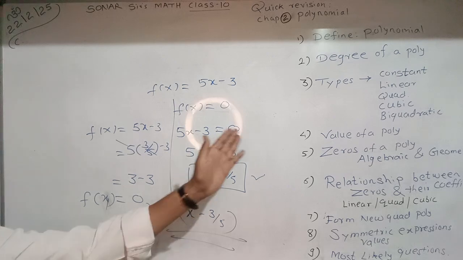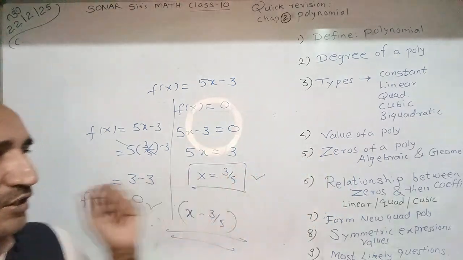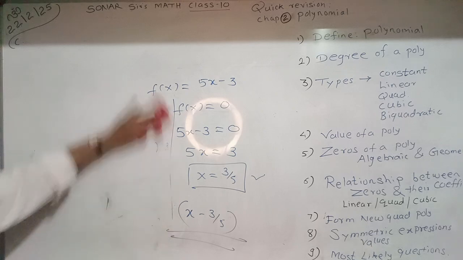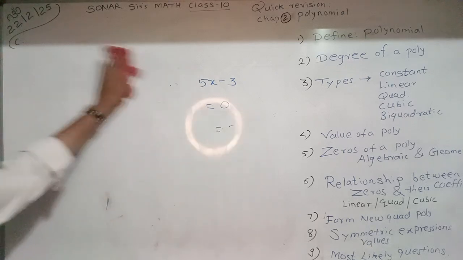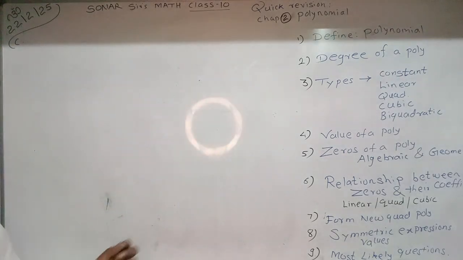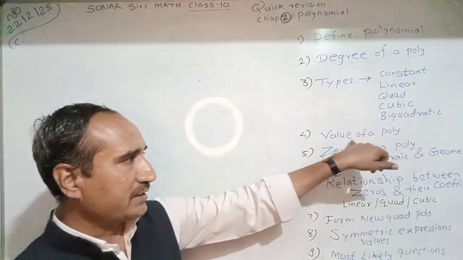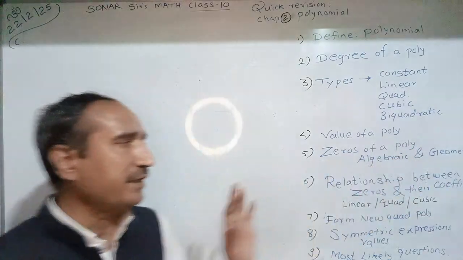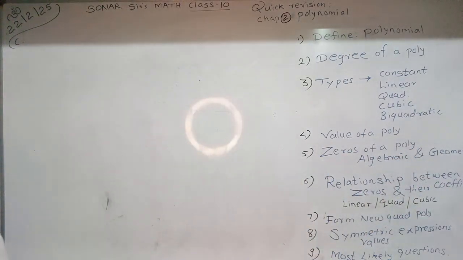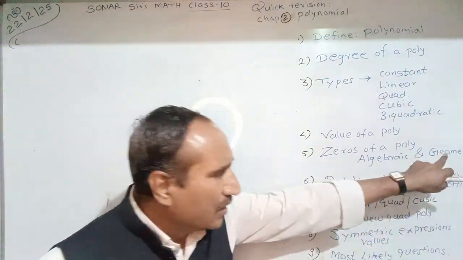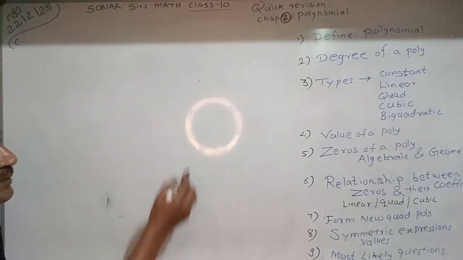Let's move on to the relationship between the zeros and their coefficients. Now we'll discuss first the zeros of a polynomial algebraically and geometrically. First we discussed the value of a polynomial, now zeros of a polynomial. Now what are the algebraic and geometrical zeros of the polynomial? So algebraic, just what we discussed, is called the algebraic zeros of a polynomial. Geometry is a graphical representation.